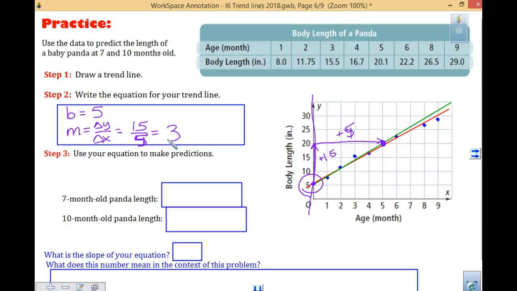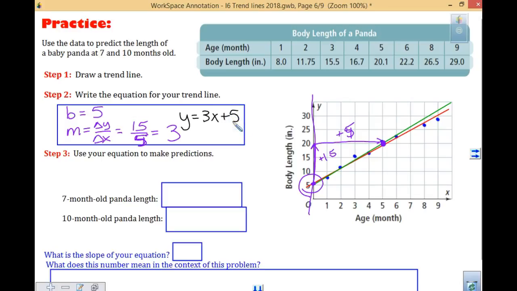What if I looked at a different line? Did anyone have different? Some people other years have gotten 2.5. I've had some people get 3.25 on theirs, and some people get 3.5. But what you are looking at is change in y over change in x. So our new equation, if we are going to predict, is y equals 3x plus 5.